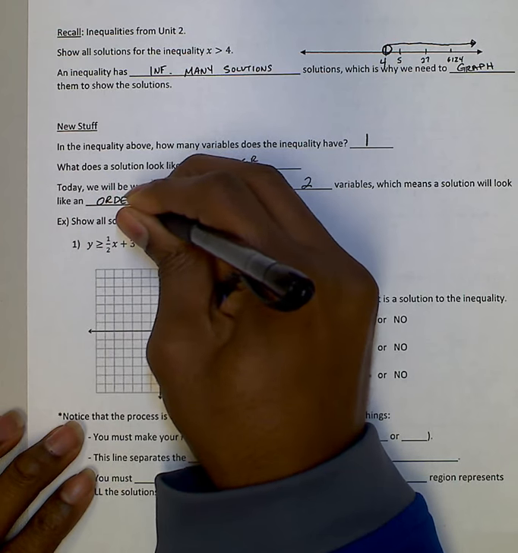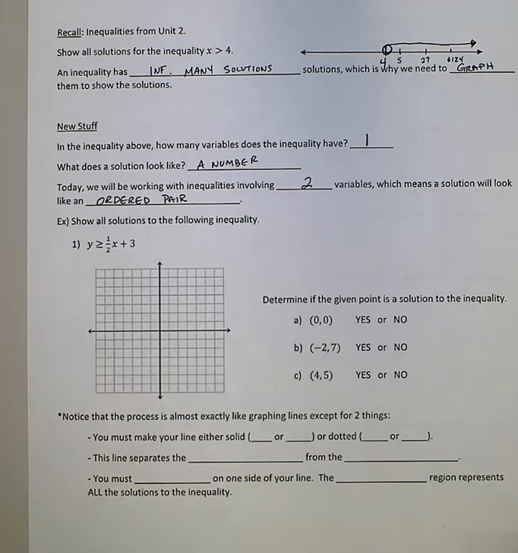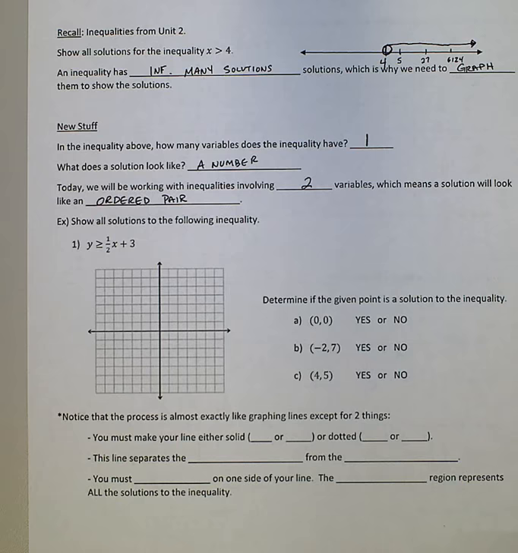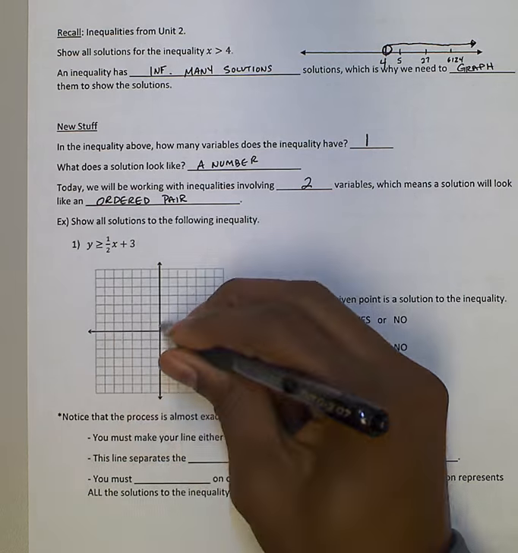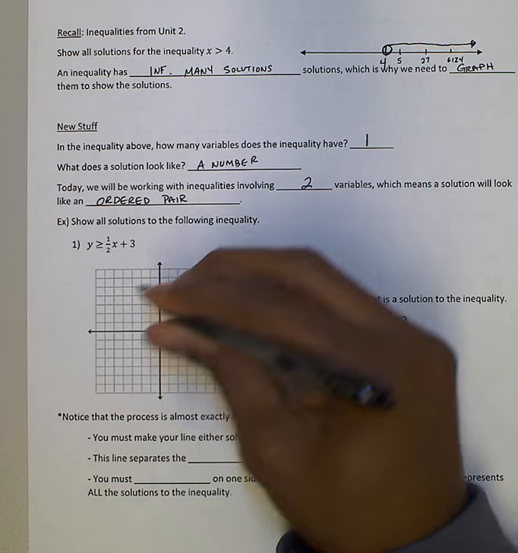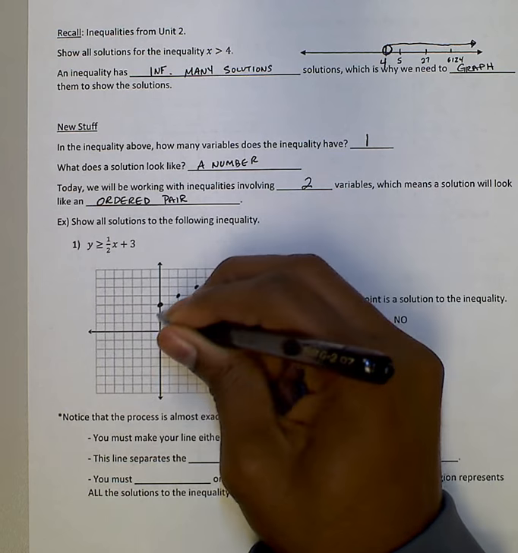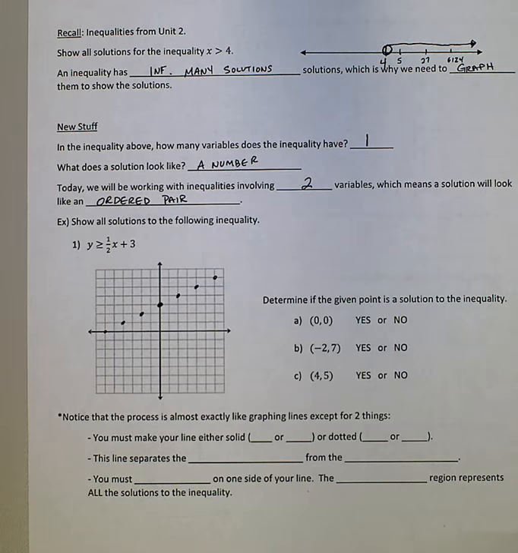Ordered pair. Okay. And so let's look at an inequality now. So we have y is greater than or equal to 1/2 x plus 3. So what we're going to do to graph this is we're going to treat this just like it has an equal sign at the beginning. So 3 is our y-intercept, 1, 2, 3. Our slope is 1/2. That means we'll go up 1 over 2, up 1 over 2, up 1 over 2. I can continue to do that. Down 1 over 2, down 1 over 2, down 1 over 2. Okay. So this is our line.